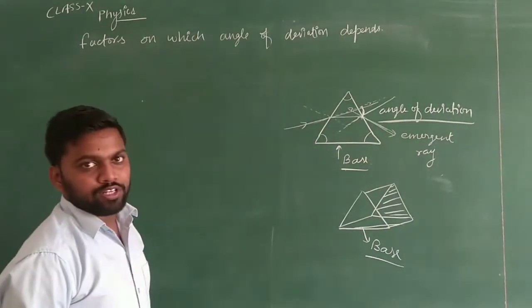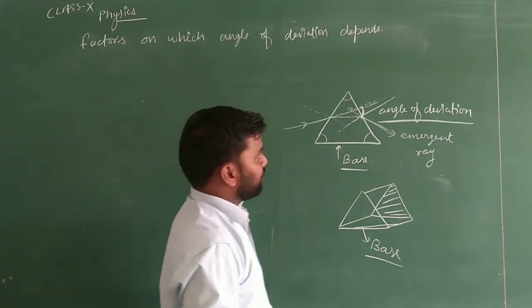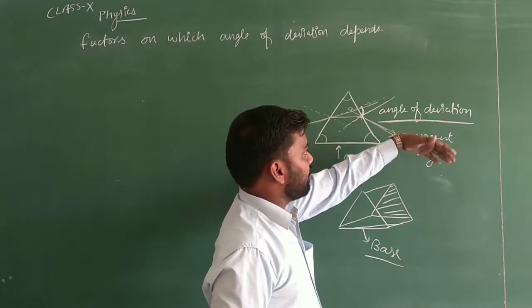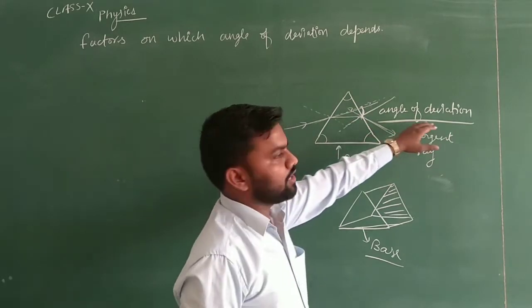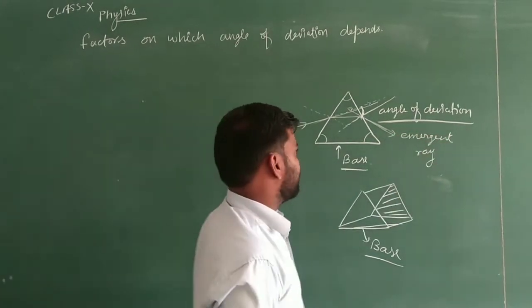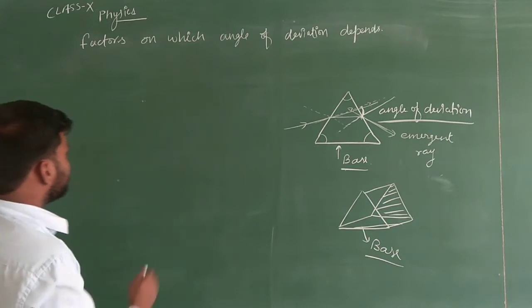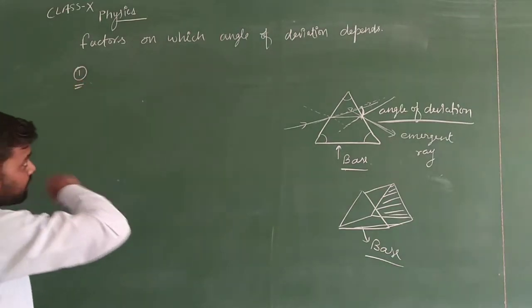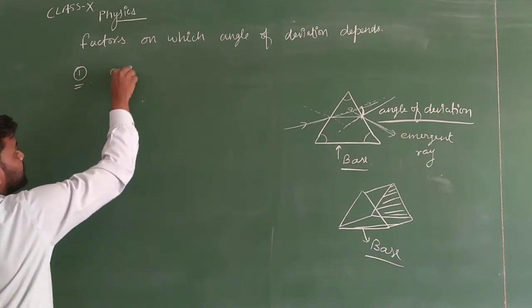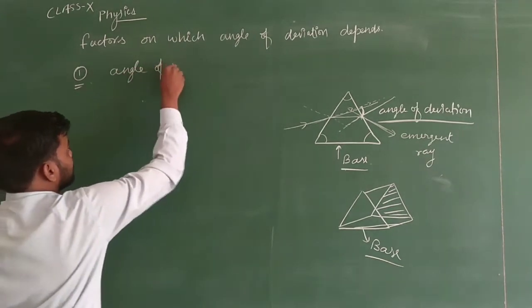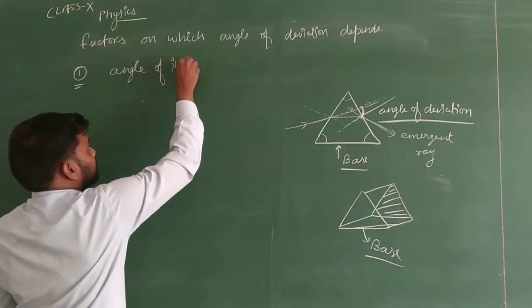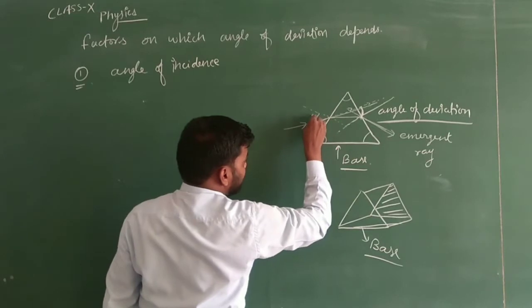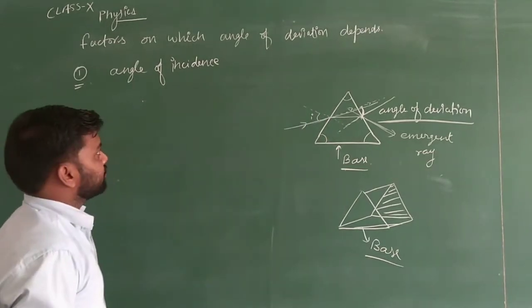Okay students, now we are talking about the angle of deviation and on which factor it depends. The meaning of factor is that by which factor we can vary the value of the angle of deviation. So let's see the first factor on which it depends. The first factor is the angle of incidence.